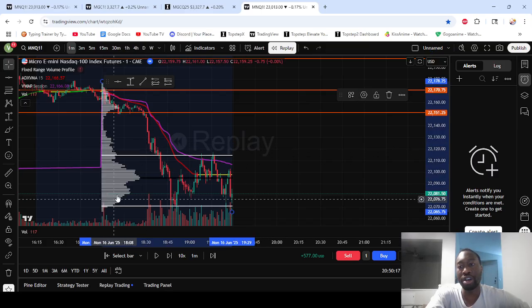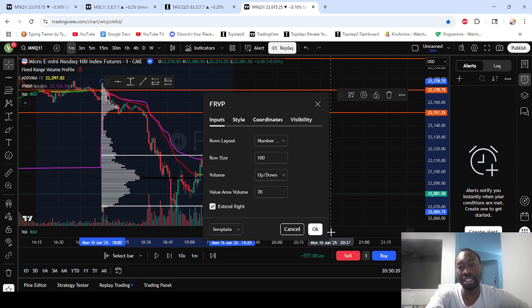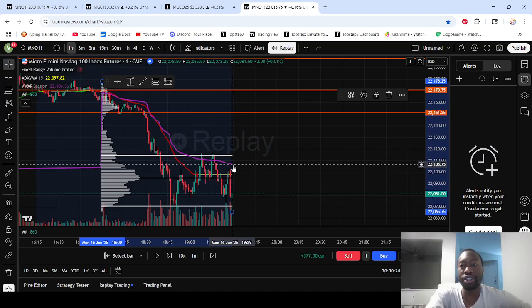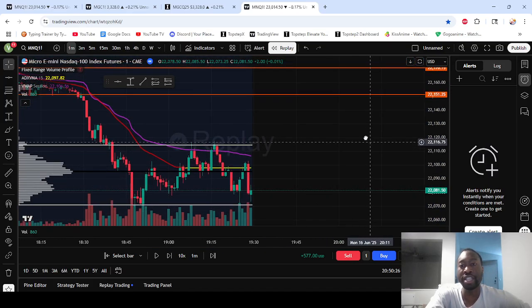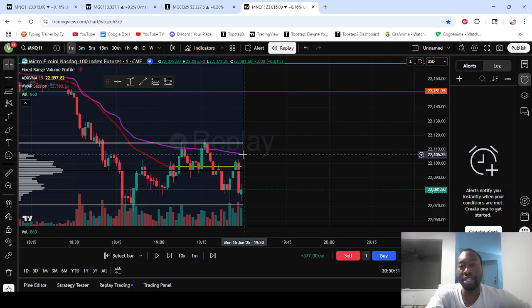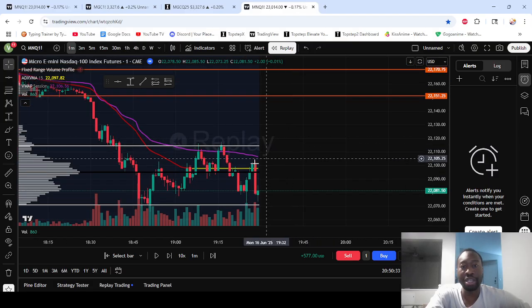Next thing we do is we draw our volume profile for the current session. We extend it to the right and we see where we are in relation to VWAP. Now, if you guys have watched previous videos, you'll know that this purple line is VWAP. Fun fact about me, purple is my second favorite color.